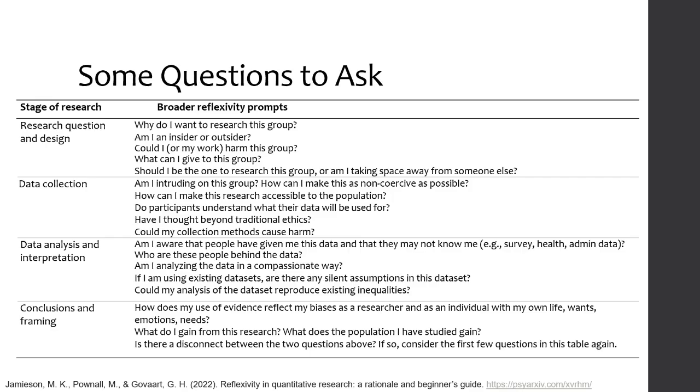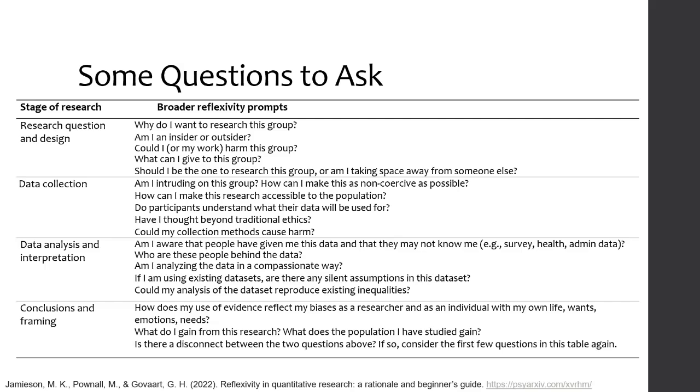So ideally, you engage in reflexivity throughout the research process. You can see here is a table with some questions that you might ask yourself at different stages of research. I'm not going to read the whole thing to you. That would be super annoying and take a long time. But Michelle Jameson, Madeline Pownall, and Gisela Govart wrote this great paper that's currently on SciArchive. I expect that it will be published soon somewhere. But it helps people go through that reflexivity process throughout all the different stages of research. So I recommend taking a look at it.